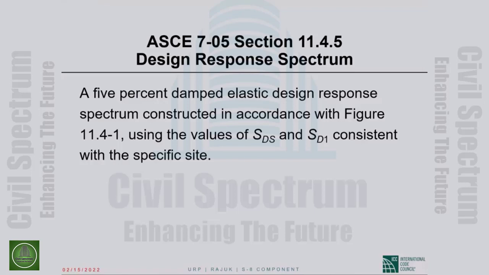We will read S sub S and S sub 1 from the maps, or go to the USGS website, whatever. You will multiply S sub S by F sub A, multiply S sub 1 by F sub V. Then you will take 2/3 of those quantities to get the design quantities, S sub DS and S sub D1. So that spectrum can be used as the ground motion input for modal response spectrum analysis.